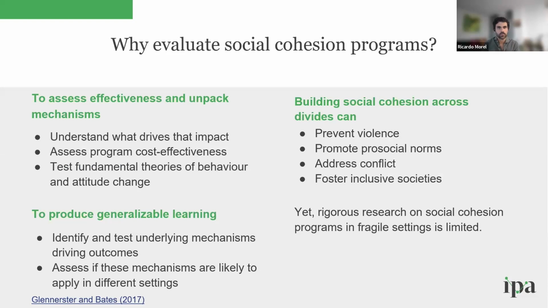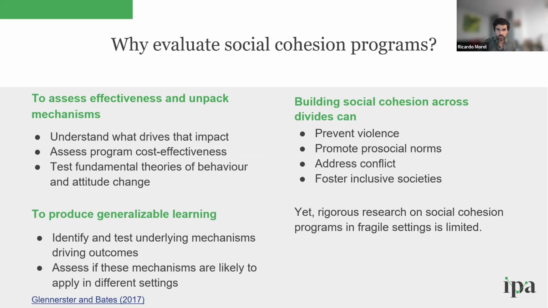Why do we want to evaluate social cohesion programs? The first thing is that involving the concept of social cohesion in our programming has the strong potential to prevent violence, to promote social norms, to foster more inclusive societies. These are all things that we want to achieve. But how do we know if we're getting to that point?